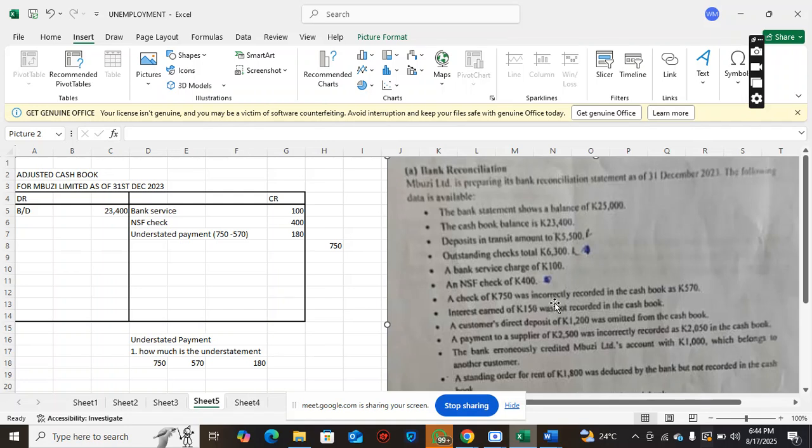Interest earned of 150 kwacha was not recorded in the cash book. Where will this go? Credit. Why is it debit? Yes, in incomplete records, it was only Madam Geraldine. At least here now I'm hearing voices.